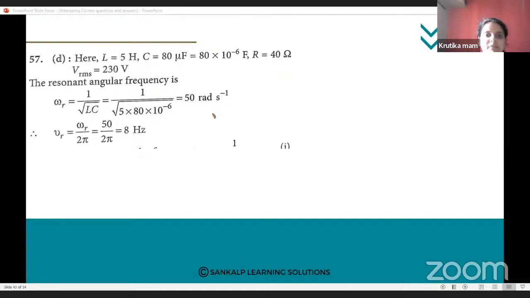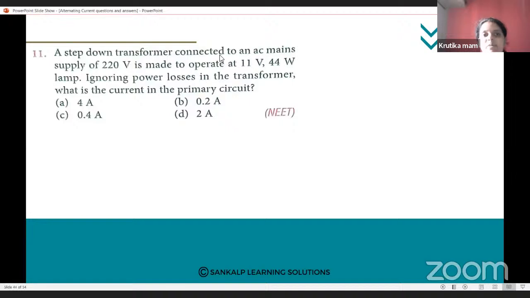One last question. A step down transformer connected to an AC mains supply of 220 volt is made to operate at an 11 volt, 44 watt lamp. Ignoring the power losses in the transformer, what is the current in the primary circuit? The options are 4 ampere, 0.2 ampere, 0.4 ampere and 2 ampere. Copy down the question.